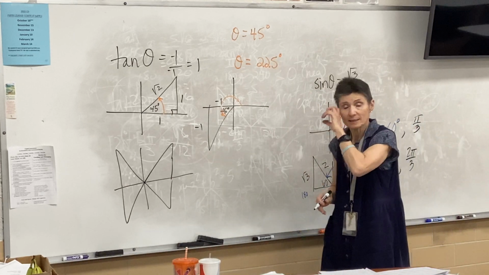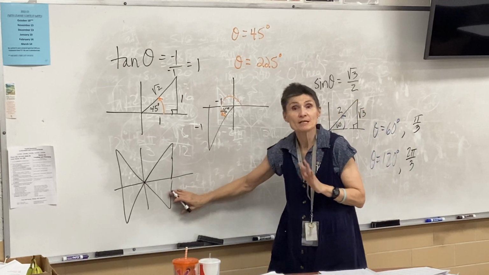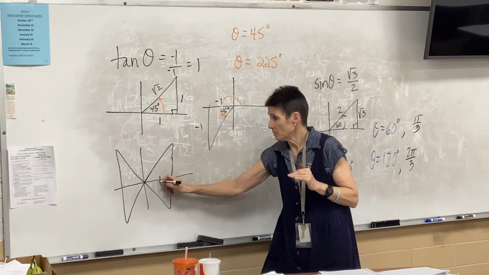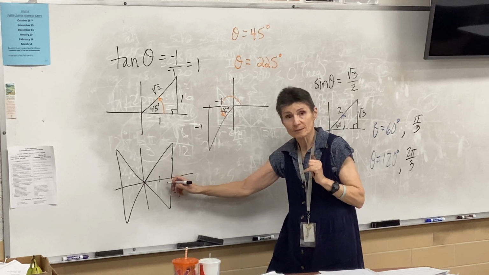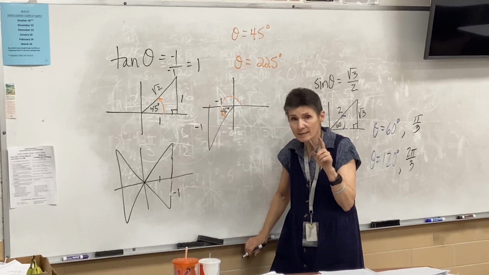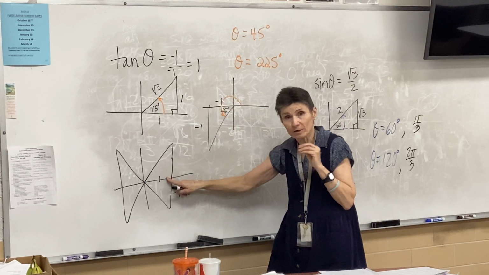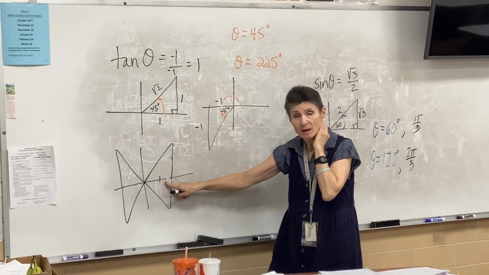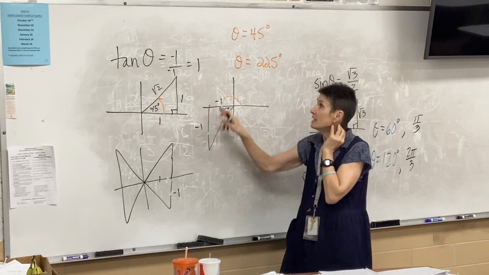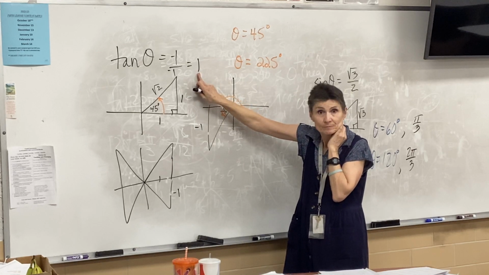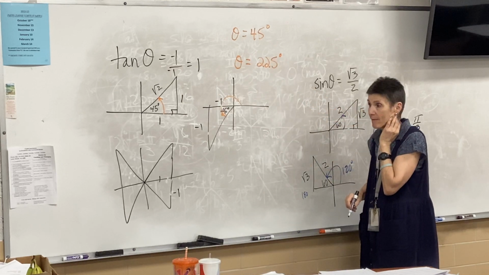Now some of you are probably thinking, Ms. Ford, how do you know it's not somewhere else? Well, think about it. Think about if you put it down here, for example. This would be 1 and this would be negative 1. So when I did the tangent, wouldn't I get negative 1 instead of positive 1? I'm supposed to be getting positive 1. So this won't work. You can't have one negative and one positive. They have to either both be positive or both be negative if we're going to end up with a 1. So my angles are 45 and 225.